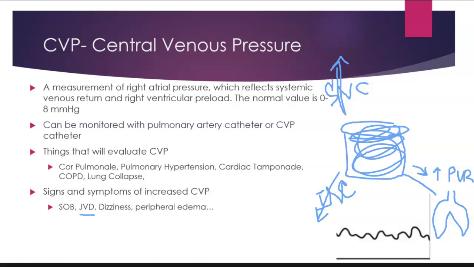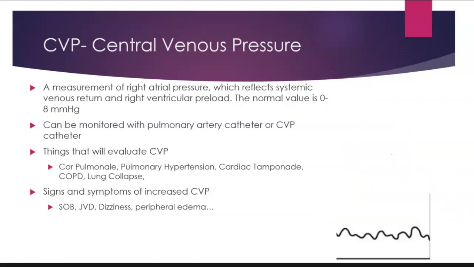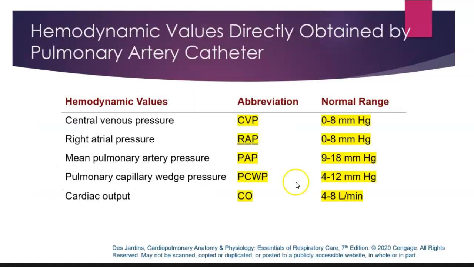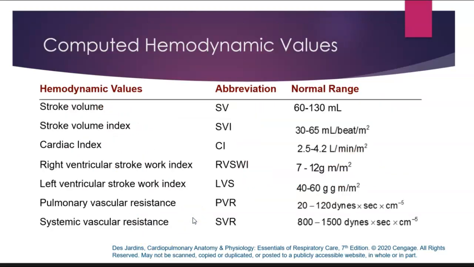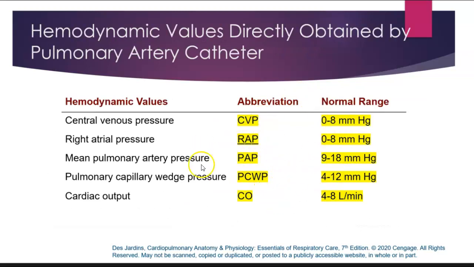Peripheral edema also can be an indication that you have an increase in CVP, because the blood is not able to return to the right side of the heart like it's supposed to. I said the normal value for your central venous pressure should be somewhere between 0 and 8 millimeters of mercury. I would know these normal values for the exam. I'm only going to ask you 2 of them, and I'm not going to tell you which 2, but I would know what the normal range is.